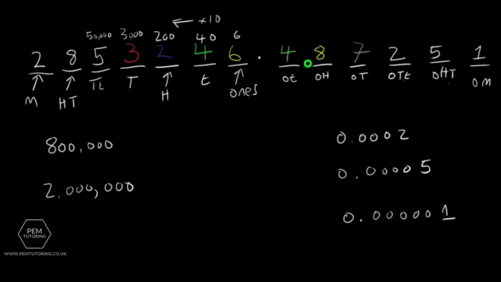So let's label the rest of the values. With that 4 there, that is 4 1/10ths, which would be 0.4. That 8 there is a 100th, so that would be 0.08. That is 8 100ths. And that 7 there represents 1,000ths, so that is 7 1,000ths. That is going to be 0.007.